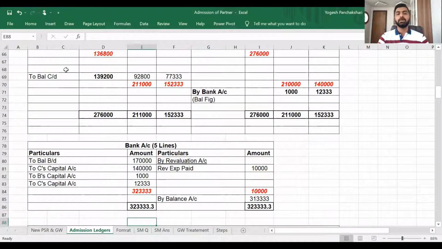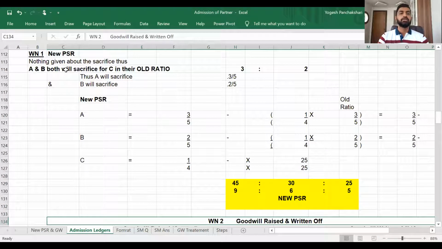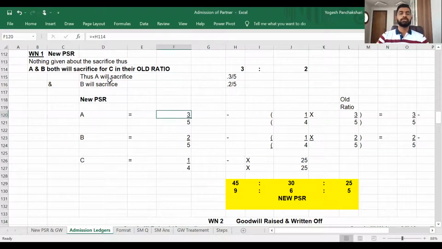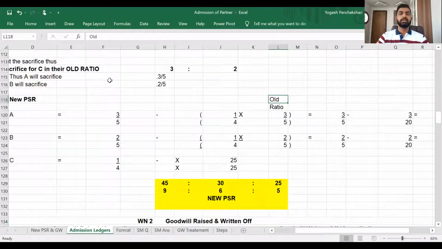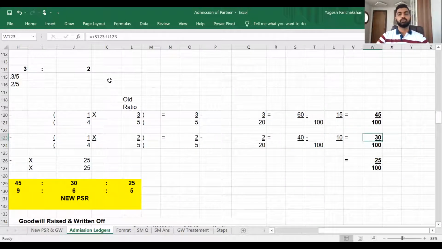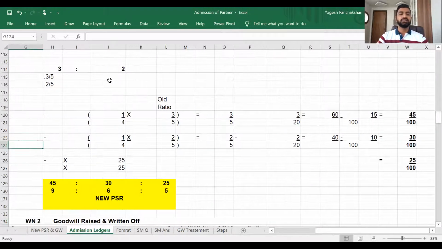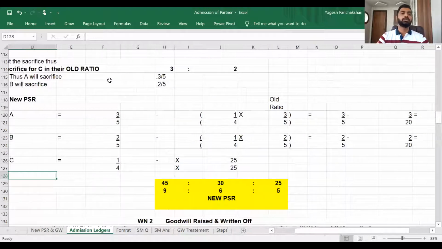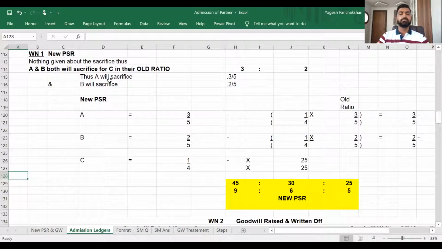Next step comes, find out the new ratio if not given. So we'll go to the working note, and as you know, there are a variety of adjustments for new ratio. As nothing is given, they will sacrifice in the old ratio 3:2. So original ratio was 3/5, 2/5. C will get 1/4, which will be sacrificed by both in their old ratio. When nothing is given, old ratio is sacrifice ratio. So this is reduced from their ratio. You got the new ratio 45:30:25. That is 9:6:5. So we got the new ratio. That was the step.